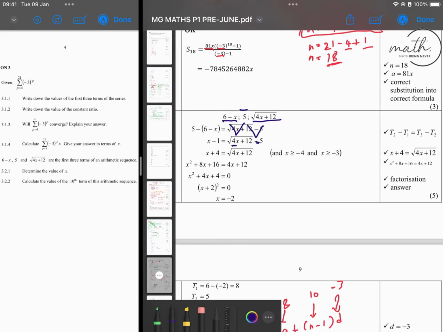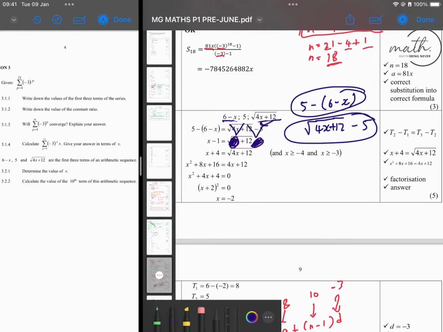So you're going to say this minus this, and this minus this, and you create the answers. In this case, the first one is going to be 5 minus, in brackets, 6 minus x. That's what's going to be here. And for the second one, square root of 4x plus 12. Remember, it's always the second one minus the first one. Third one minus the second one. And so on. Anyway, for the second difference, you're going to say square root of that minus 5. And then it's going to be here. Now, the two answers have to be the same because it's arithmetic. It has to have a common difference. That's why you have this first step. This is equal to this.